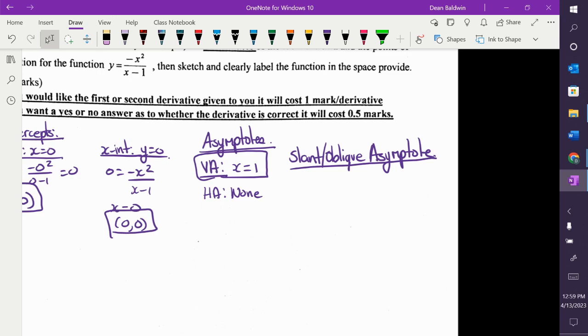Sorry? Can we buy the long division? No, you can't buy everything. Otherwise, you're going to get 1.5 out of 10. Okay, no. If we bought, maybe 7.5.